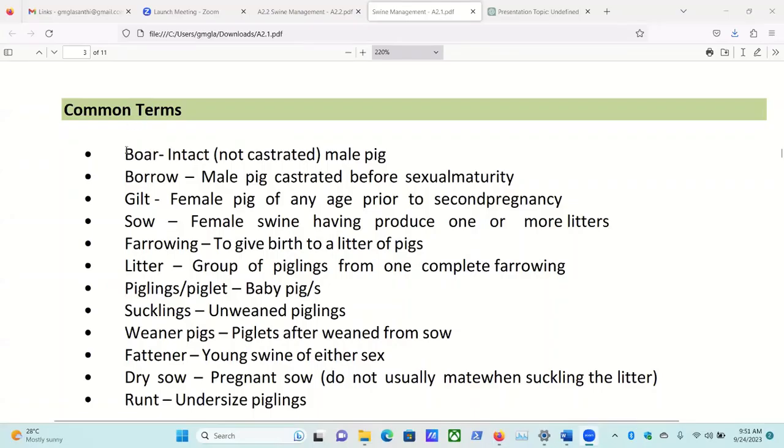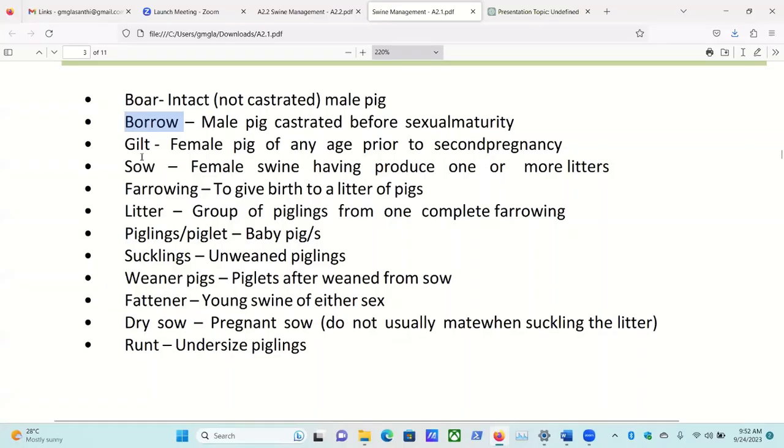So simply, the first one is boar. Boar means a male pig that is not castrated. Castration means removing the testicles. So a boar is not castrated, which means he has testicles. We use this male animal for breeding purposes. A barrow means a male pig that is castrated. A boar is a male pig that is not castrated, and a barrow is a male pig that is castrated.